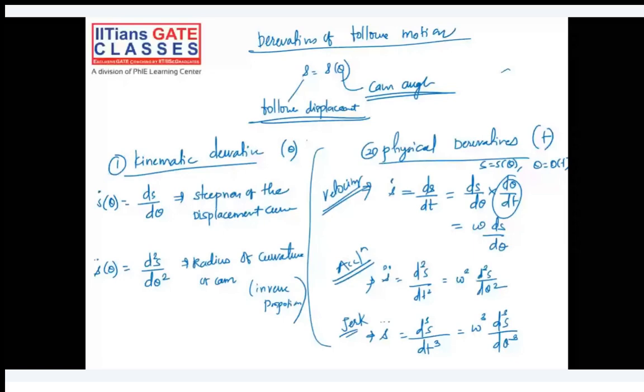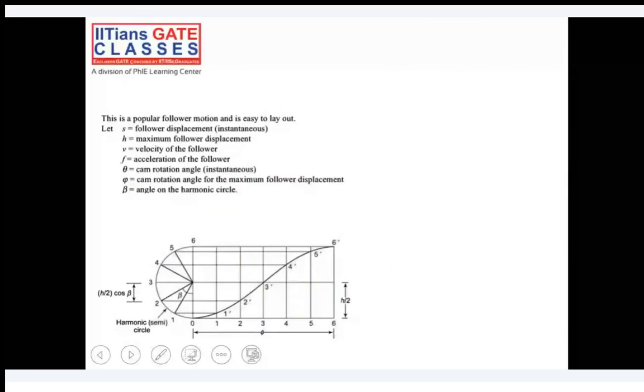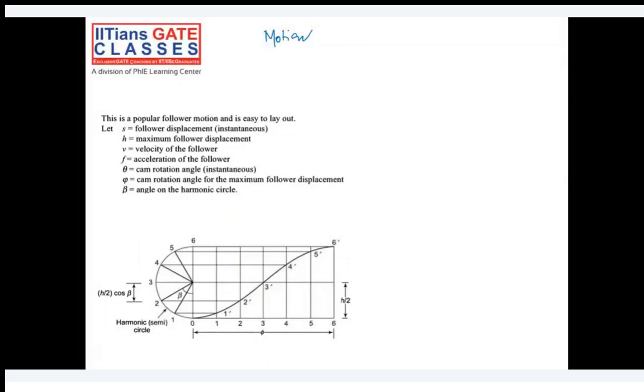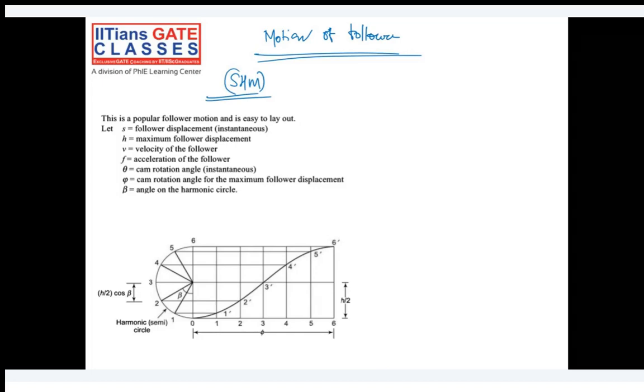So this is the motion of the follower, same topic, and we will assume simple harmonic motion, for example, which is a more popular motion and easy to lay out. So we have some points here which you should know. S is follower displacement. H is the maximum follower displacement. So this is H, the maximum follower displacement. V is the velocity of the follower. F is acceleration of the follower. Theta is the cam angle.